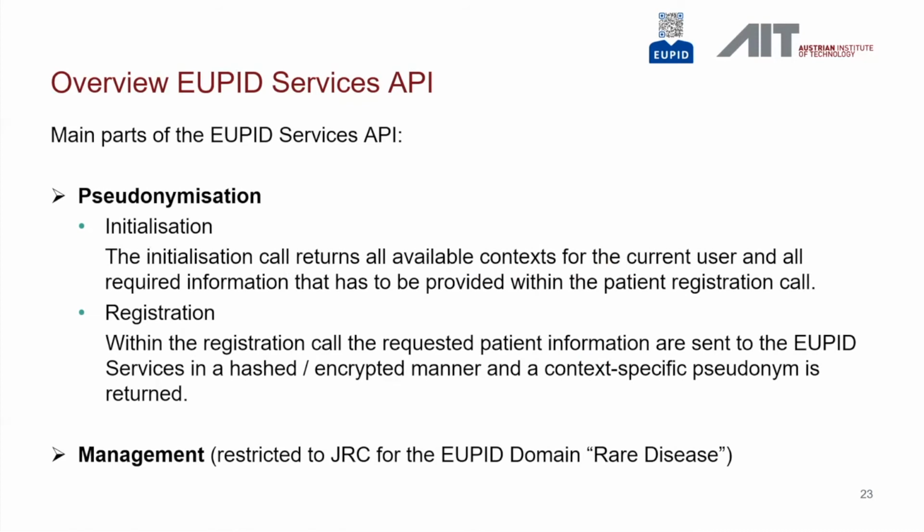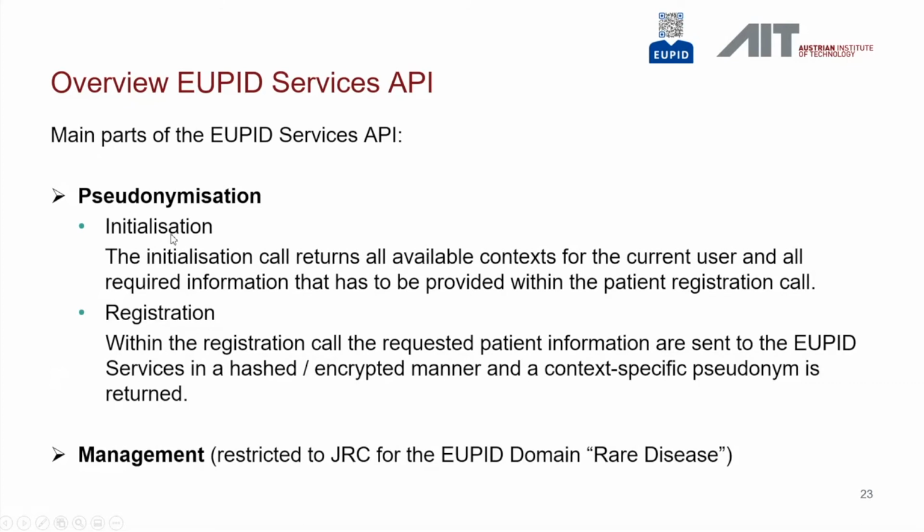So this EUPID services API consists of two main parts. One is the pseudonymization part, and the other is the management part in the EUPID domain rare disease. This is owned by JRC. Therefore, this EUPID domain rare disease is restricted to JRC. That means that only JRC can do the management of the EUPID domain rare disease. So you won't have, as a rare disease registry, access to the management endpoints and section of the EUPID services API. What is interesting for you is the pseudonymization part, and there are two calls.